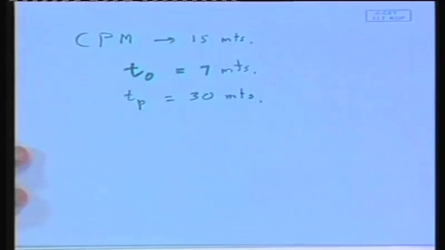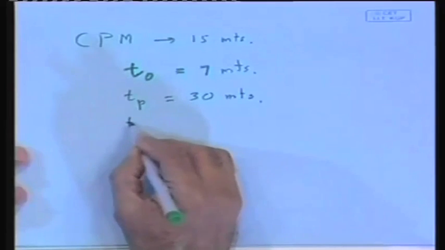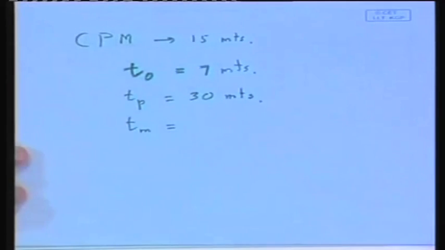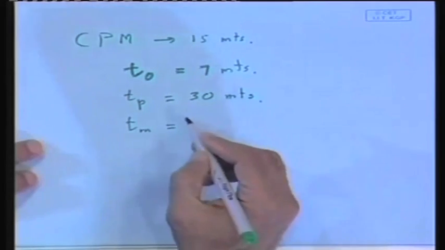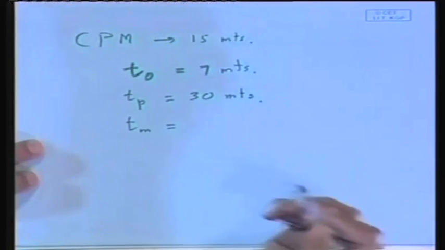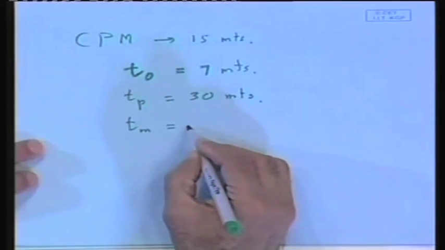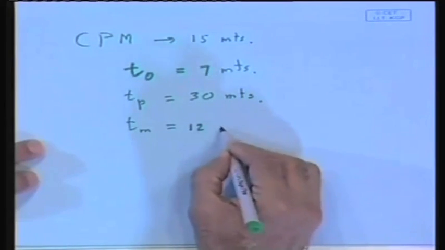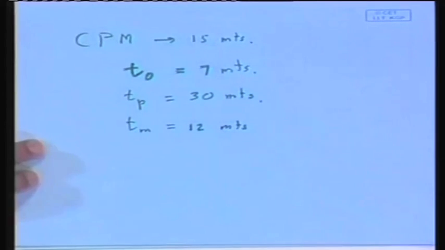And there is something called most likely. The most likely may be slightly different from the average, but there is a time called T most likely. What is the most likely time? I was given a time of 15 minutes. Is that most likely? No problem, I could take 15 minutes, or if you want to change it, I could also change it. 12 minutes. Just for kicks, let's put it as 12 minutes.